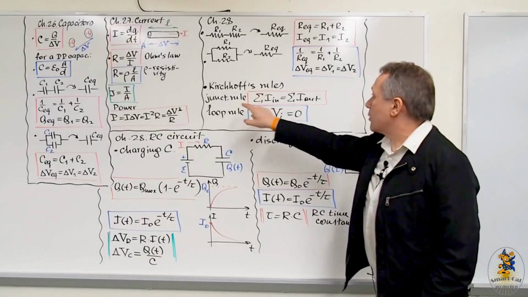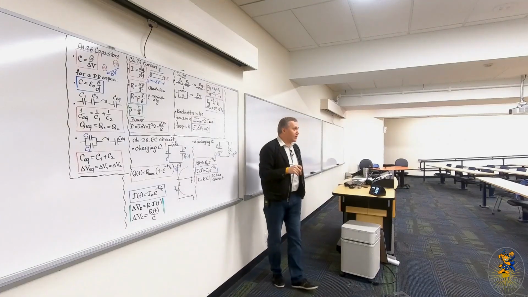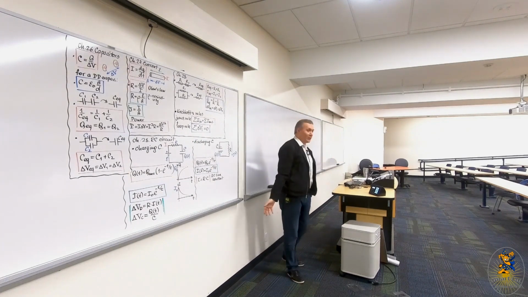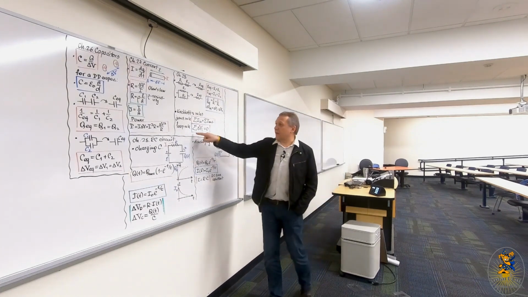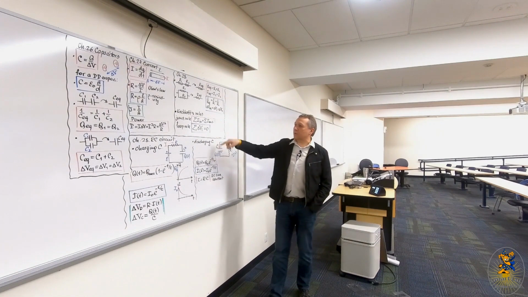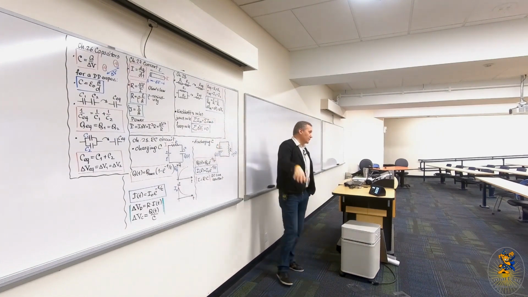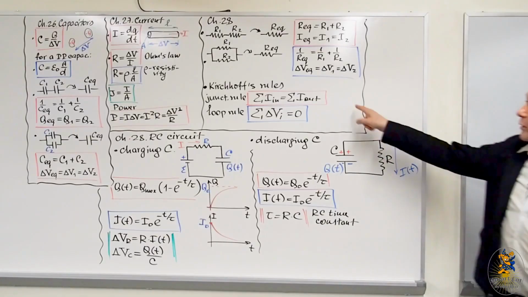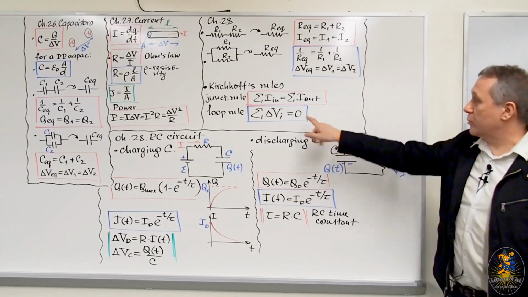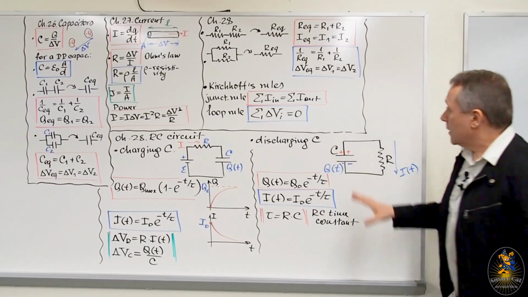Junction rule: the total amount of current entering a junction point equals the total amount of current leaving. Loop rule: if you take any loop and start walking around that loop, counting all the potential differences across each element, when you get back to the starting point, you must end up with 0.